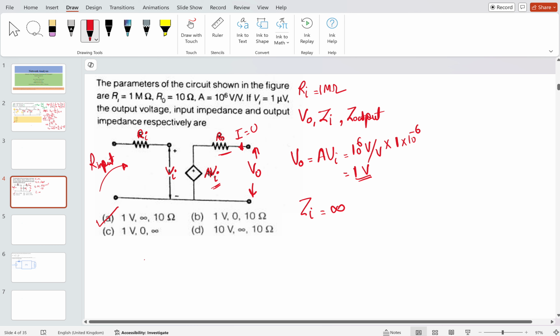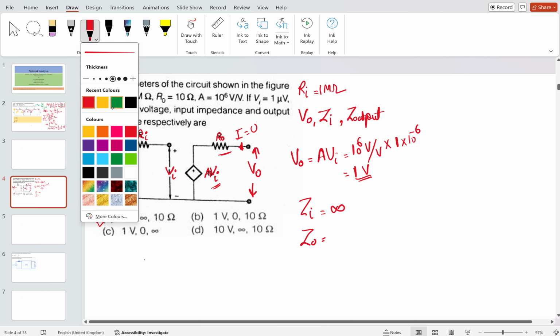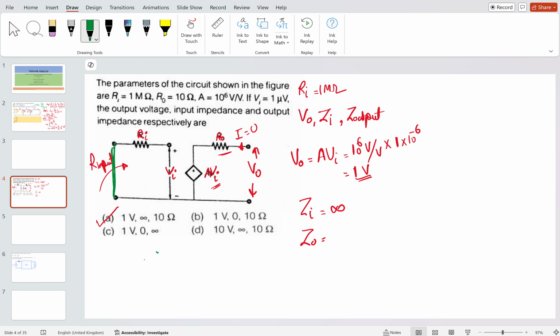Let's see what the value of Z output is. Z output is simply the ZTH. For finding the value of ZTH, the impedance seen from the output side, you just have to short circuit the input voltage. If I short circuit here, there will be no voltage VI. So AVI also becomes zero, and the Z output simply becomes R naught, which is equal to 10 ohms. So option A is correctly matching.